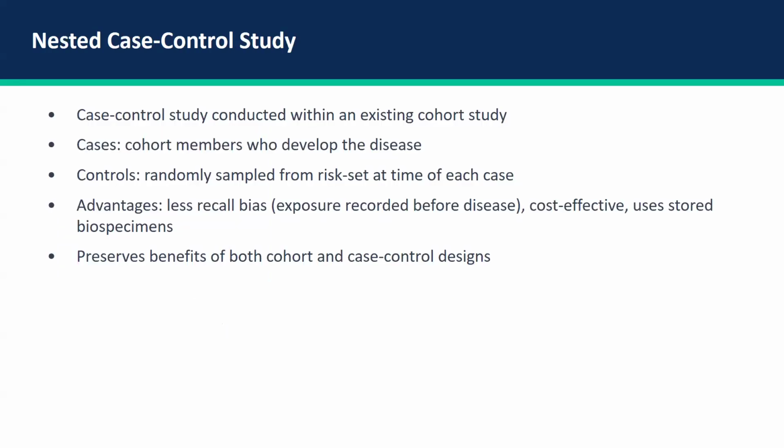Then we come to the nested case control study. This is the case control study which is conducted within an existing cohort study, where cases are basically the cohort members who develop the disease with time, and controls are randomly sampled from the risk set at time of each case.